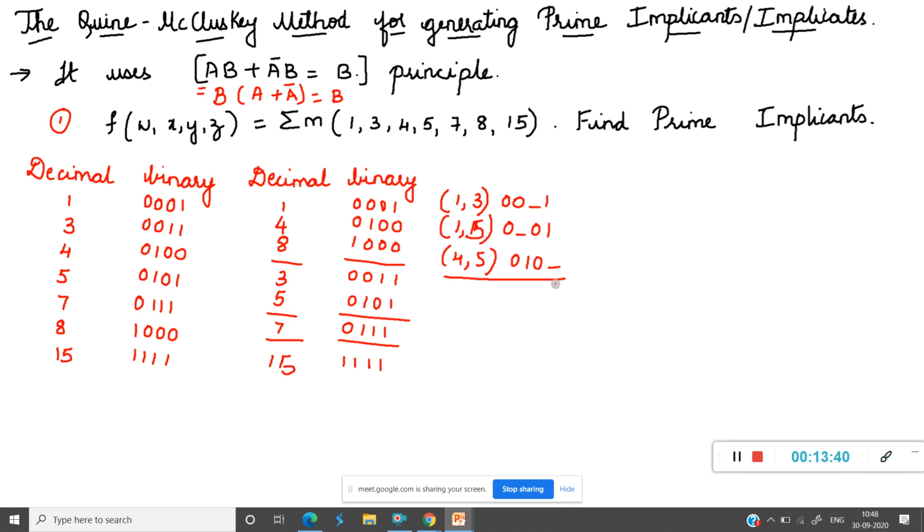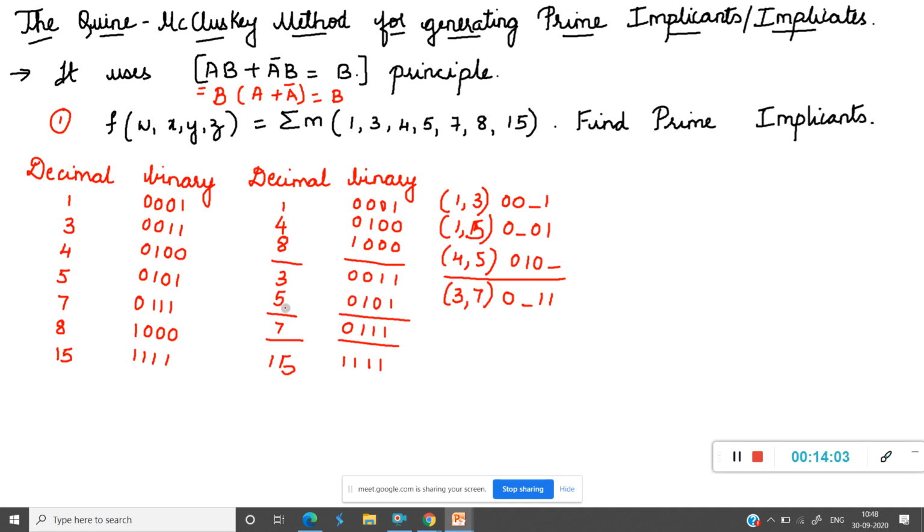Mark a line like this. Next, compare second group with the third group. Okay. 3 can be compared with 7. Yes, we can compare it because only 1 bit difference is there. 3 with 7, that is 0 0 dash 1 1. Okay, we can compare 3 with 7.